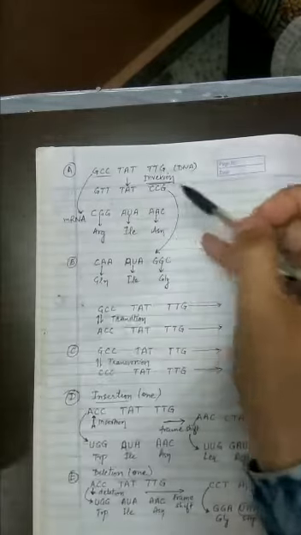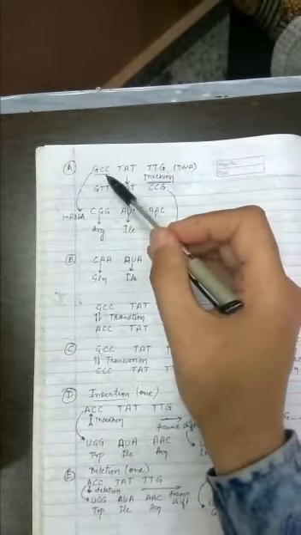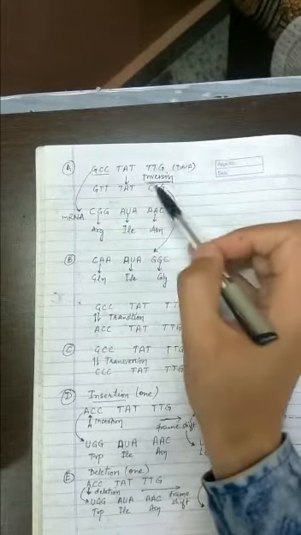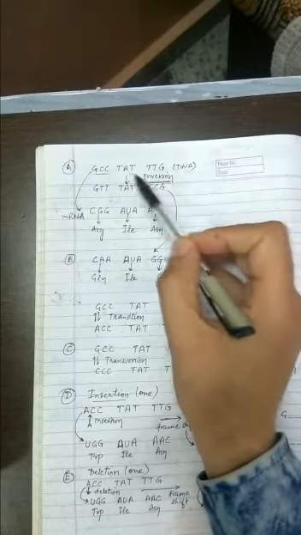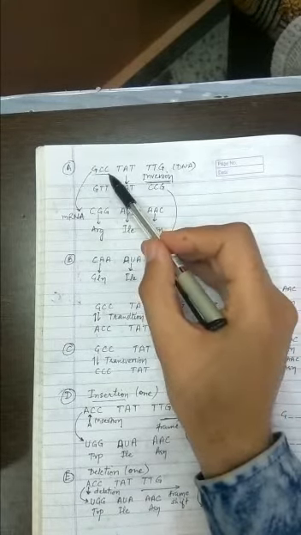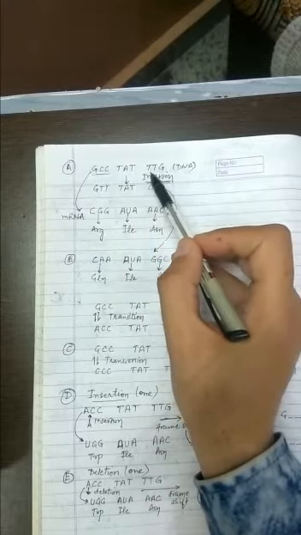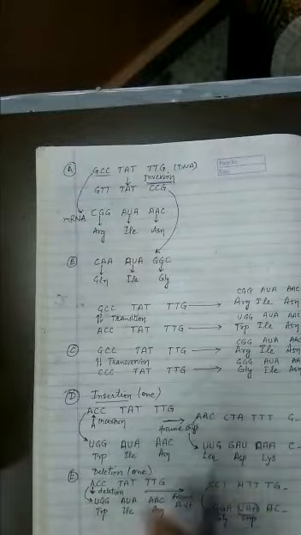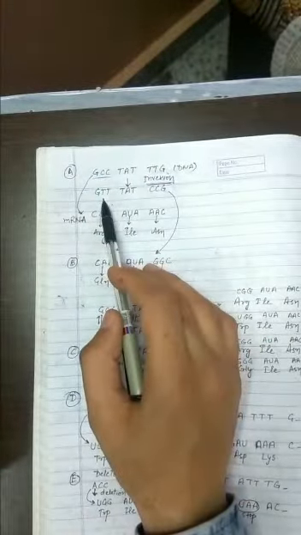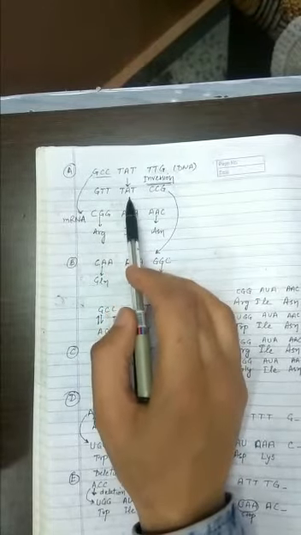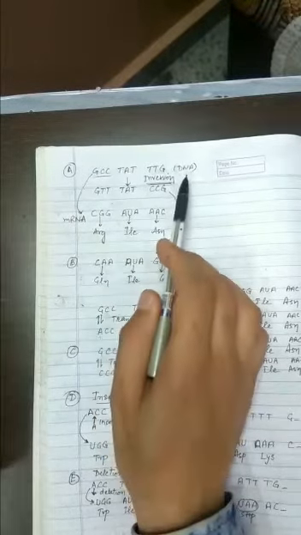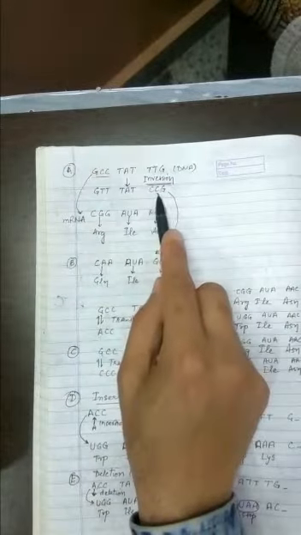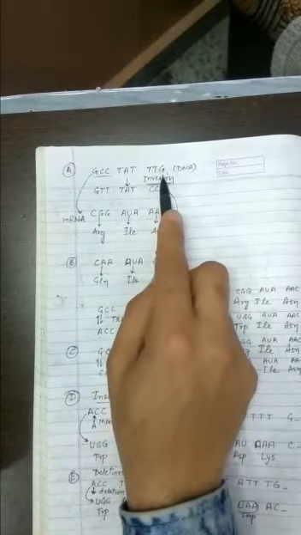Now what inversion is there? Inversion is taking place. GCC, TAT, TTG. Now this whole thing undergoes inversion. So if it undergoes inversion, what will happen? GTT will come first, TAT will remain as such, and this will go at the back. Now if it goes at the back, what will happen? CCG. Now this has become GTT.